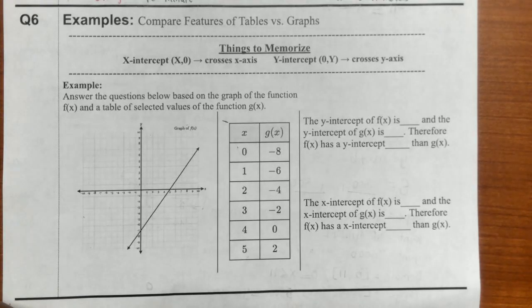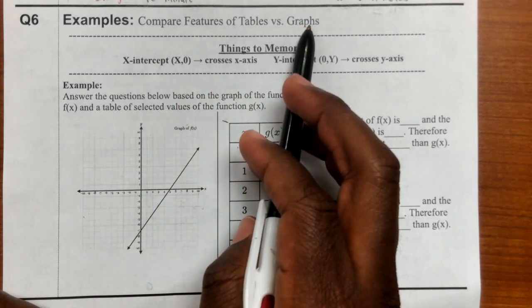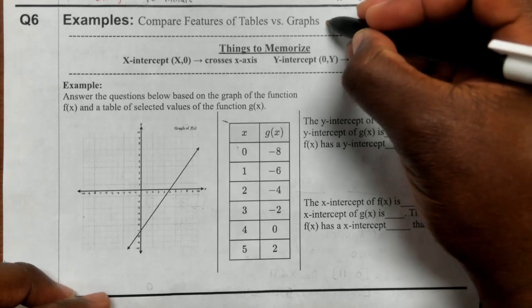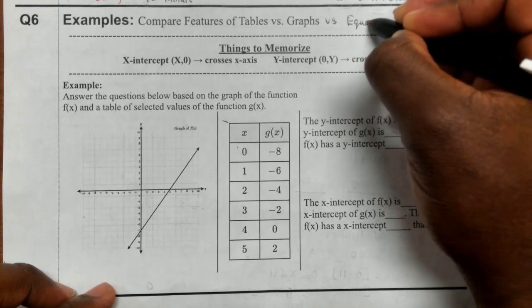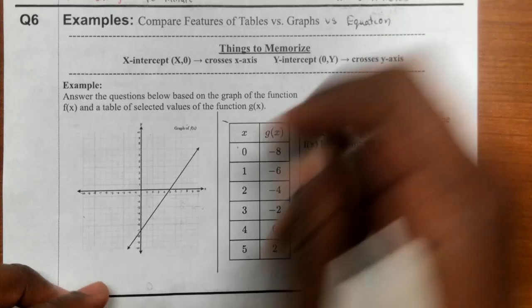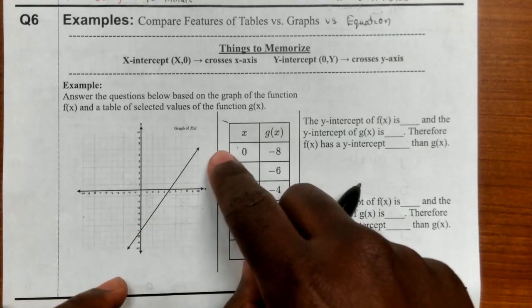Unit 4, linear and absolute value functions, question number 6. Question number 6 wants us to compare features of a table versus graphs. Sometimes it will also be versus equations. Whenever we're comparing, it seems that we have a line right here, so that's a linear equation.